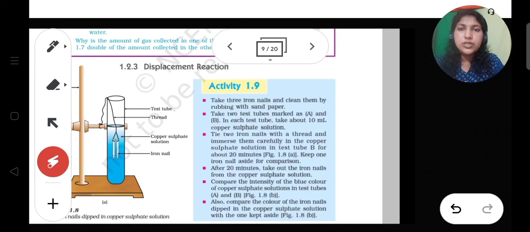Welcome to Basic Chemistry. Today I am discussing the 10th CBSE Chemistry first chapter, Chemical Reactions and Equations, activity based questions. I have already discussed activity 1.12 and 1.8. So now I am discussing activities 1.9, 1.10, 1.11.